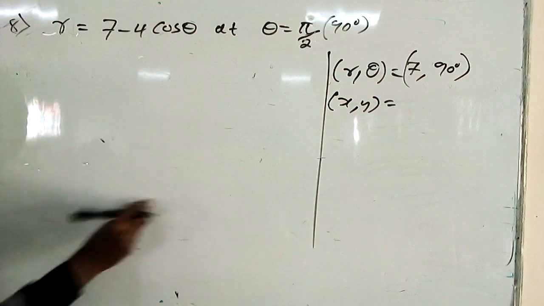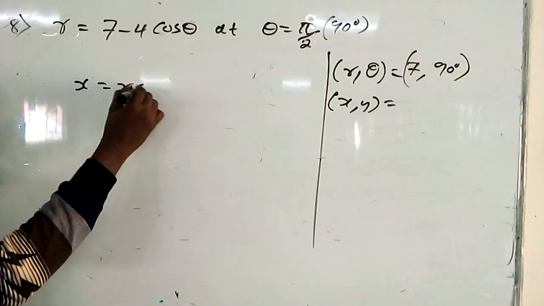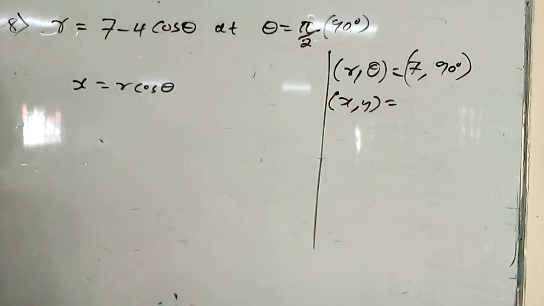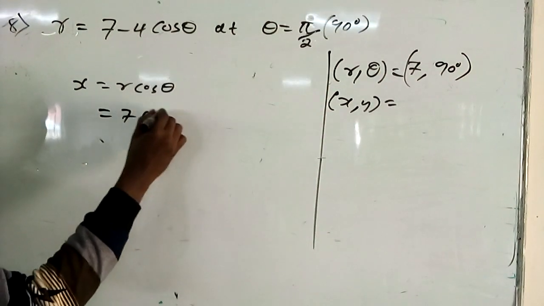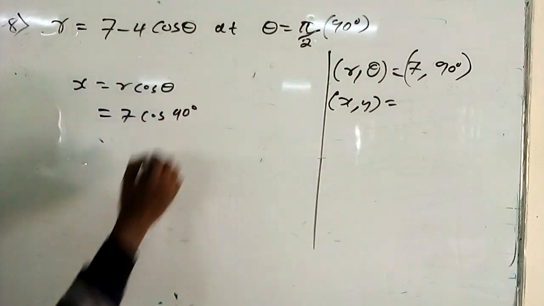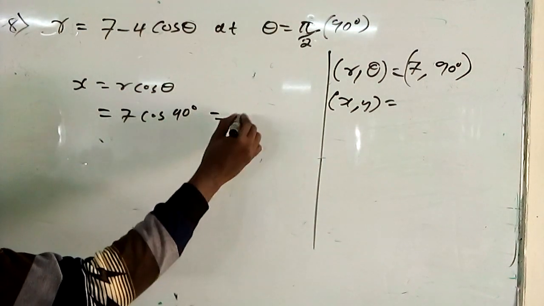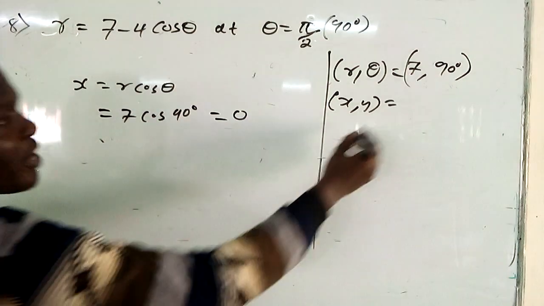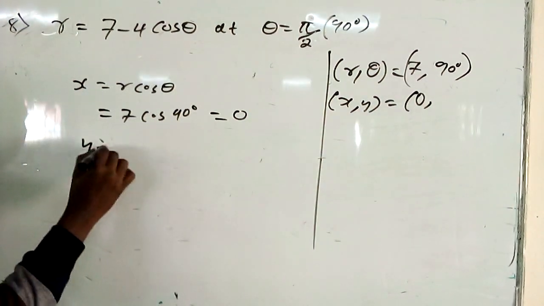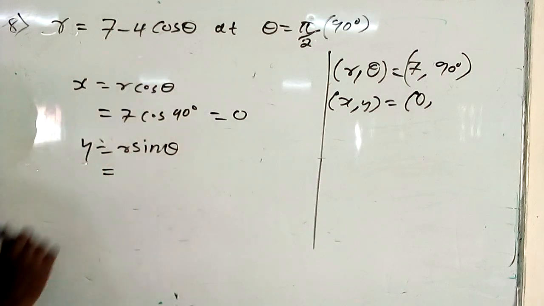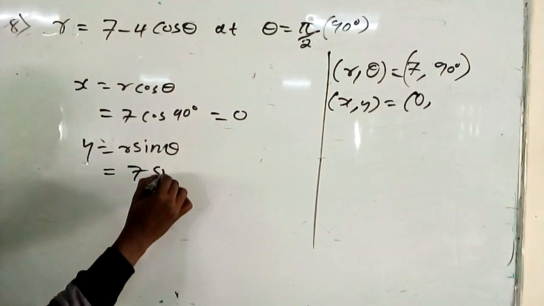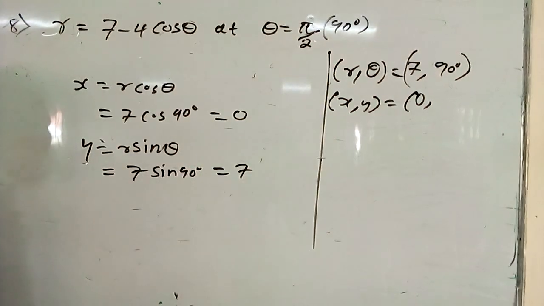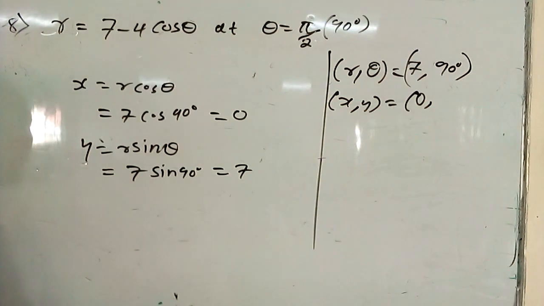Convert that point. So start, what is x? We know very well that x is r cos theta. So r is 7, 7 cos 90 degrees, or cos pi over 2 in radians. What have you found? You found 0. Good, so x is 0. Then what is y? y is r sine theta, so y is 7 sine 90 degrees. So you found y to be? Work it out. What is y?